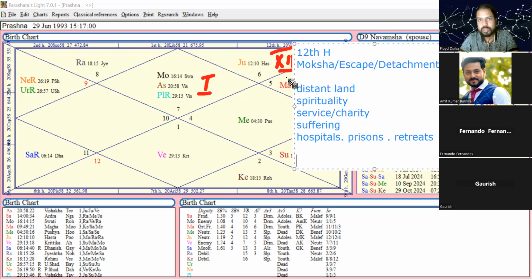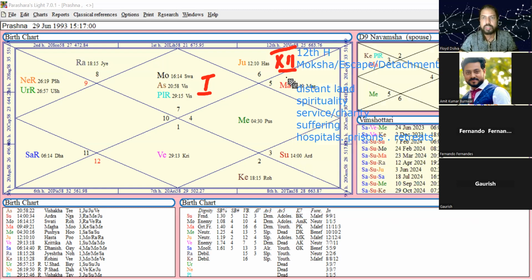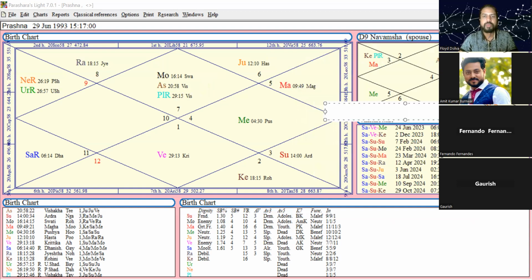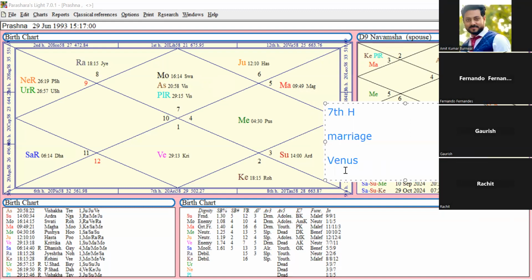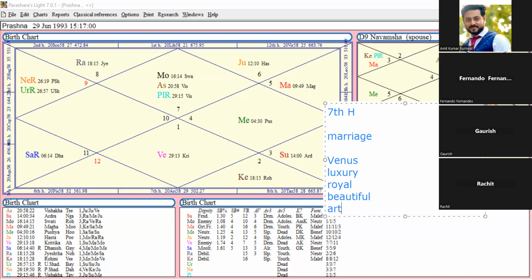So now let us talk about the 7th house. I don't know this person, whoever it is. In the 7th house there is Venus. The 7th house is the house of marriage we discussed. So Venus is there. What are the qualities of Venus? Who are these people? Gaurish, Rachit, sleeping or awake? Sir, luxury, royal things. Yeah, related to luxury, something royal, what else? So beautiful. Beautiful. So someone who has something to do with art also can come.